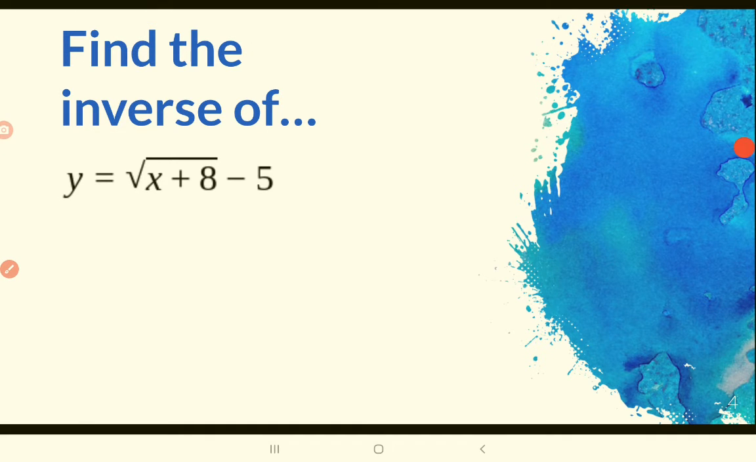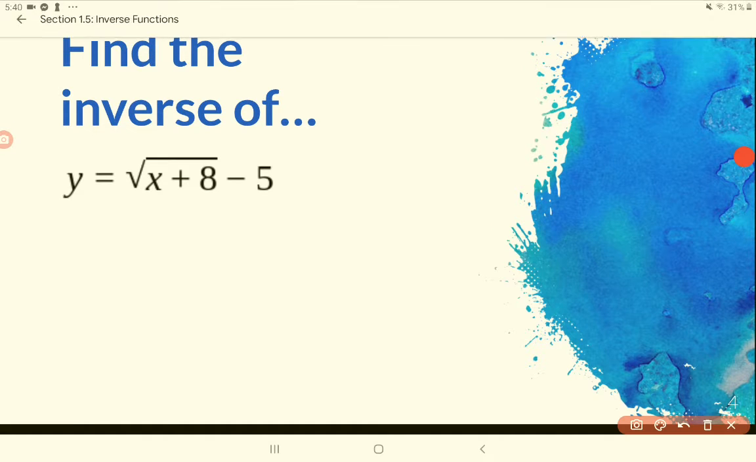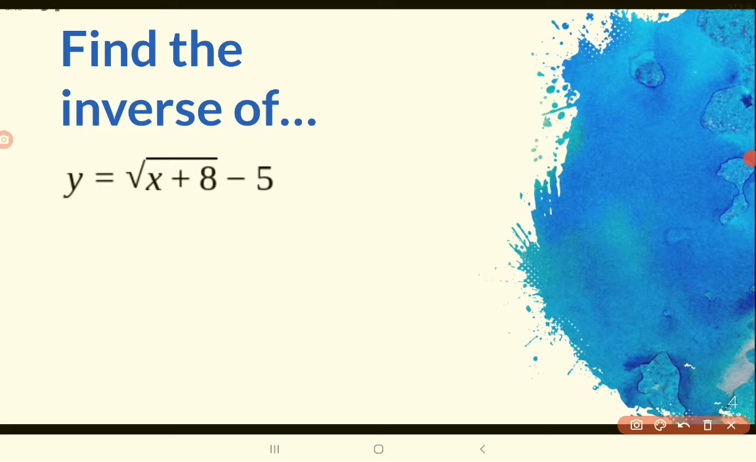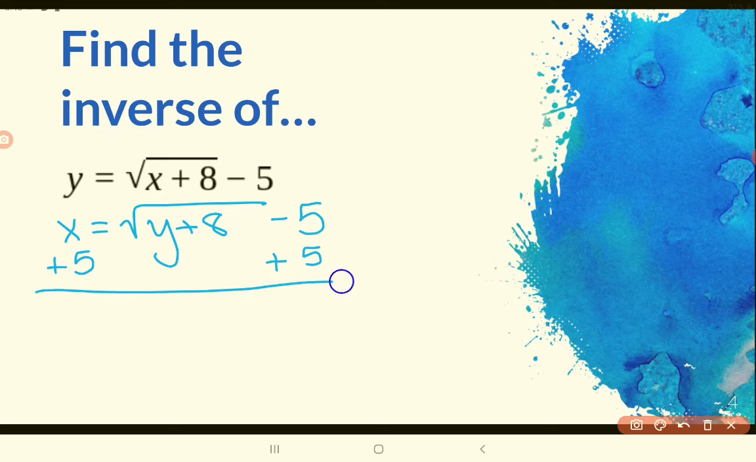Let's say you're given a square root function and it says find the inverse. Well, again, find the inverse just means swap x and y. So x goes where y was, and y goes where x was. So in this case, if I've got a square root function, how am I going to get y by itself? Well, the first step is very similar. I start by adding 5 to both sides. On the right, it cancels. On the left, I'm just left with x plus 5.